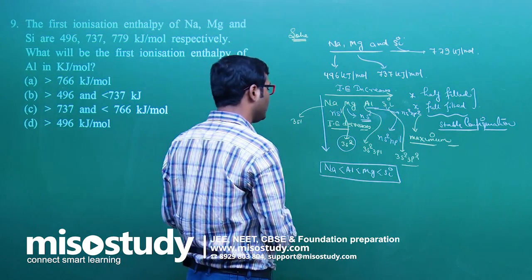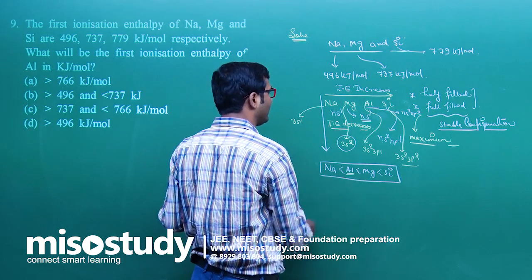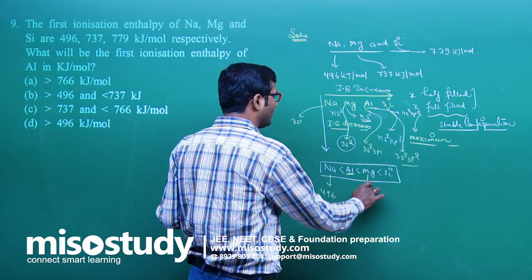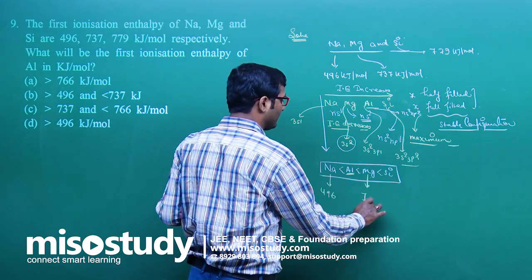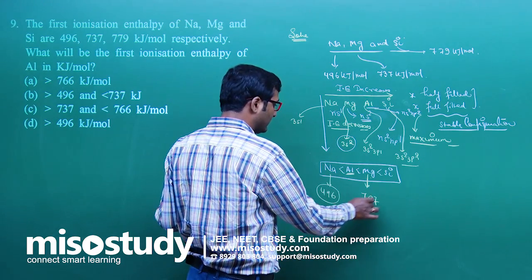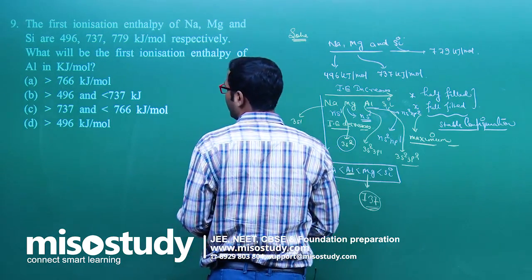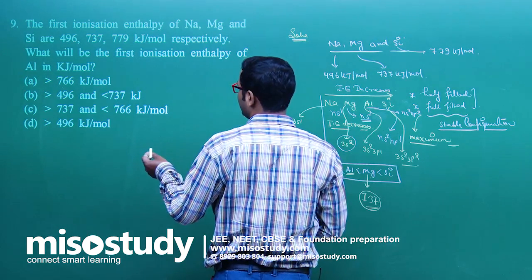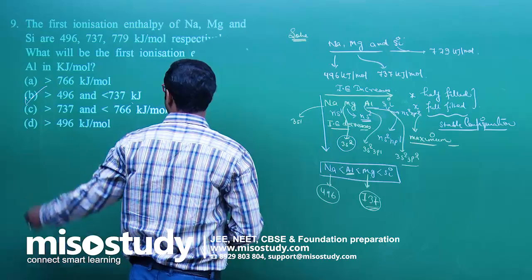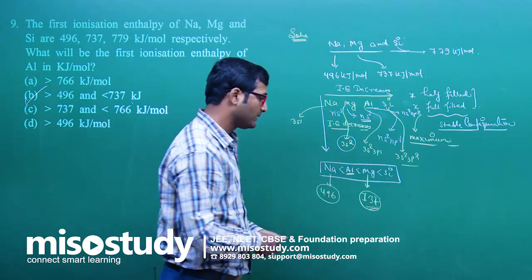Now aluminum should have an ionization potential between Na and Mg. Na has the value 496 and Mg has the value 737. So it is greater than 496 and less than 737. What is the answer? Greater than 496 and less than 737. This is the correct answer. B is the correct explanation. Is it clear? Yes, sir, completely.